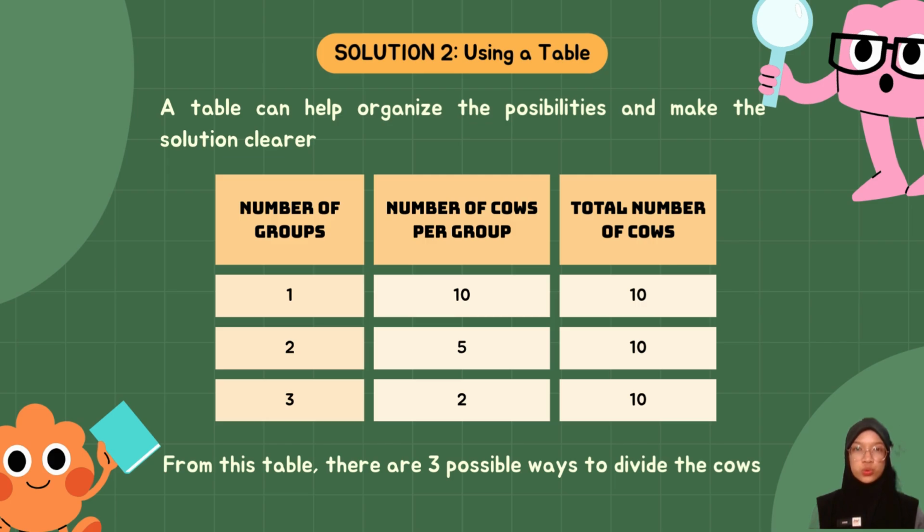For solution 2, we use a table to solve the problem. For your information, a table can help organize the possibilities and make the solution more clear. So, for the first column, we have number of groups. The second column has number of cows per group, and the third column has total number of cows. So, from this table, there are three possible ways to divide the cows.